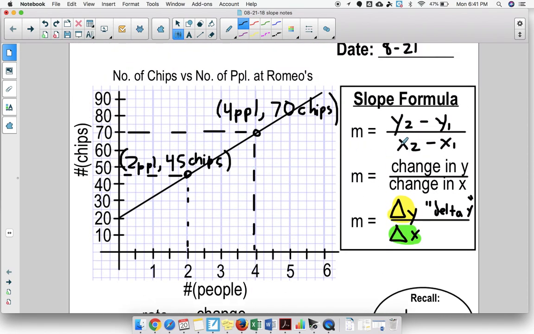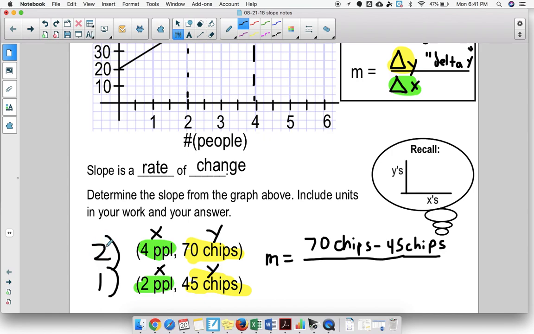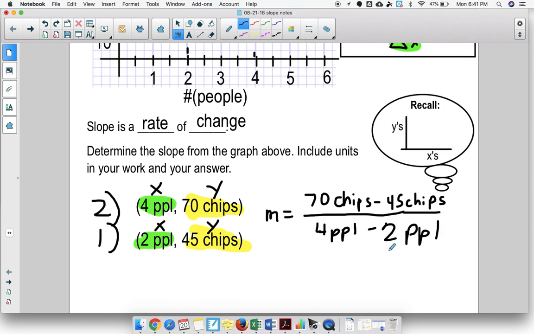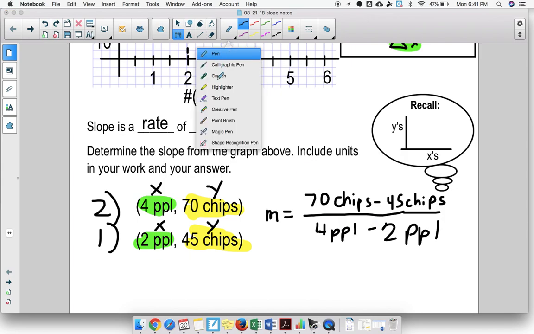And then look at the X's. The X's in the denominator, we're supposed to do the same thing. So take the second X minus the first X. So my second X, or the ones I'm calling 2, is 4 people minus 2 people. 4 people minus 2 people. Forgive the handwriting. Sorry, it's not easy to write on the screen when I'm typing it with my keyboard. There we go. All right, notice the unit matched. Everything matches up.